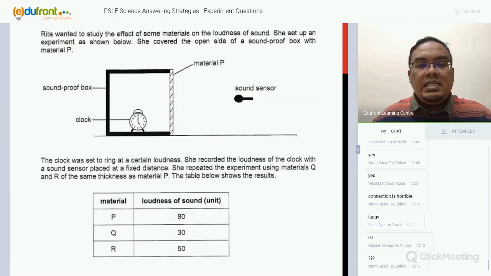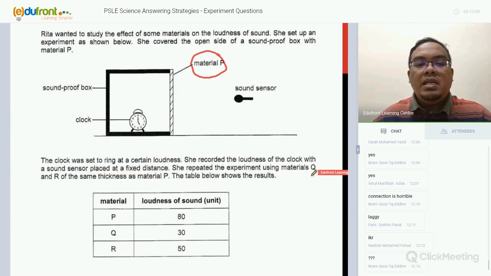Next one. This is another example of an experiment question under the topic of energy. Okay, Rita wanted to study the effect of some materials on the loudness of sound. Right, so you can see this is the aim of her experiment. She set up an experiment as shown below, and she covered the open side of a soundproof box with material P. So you can see there's material P. Right? And the clock was set to ring at a certain loudness.